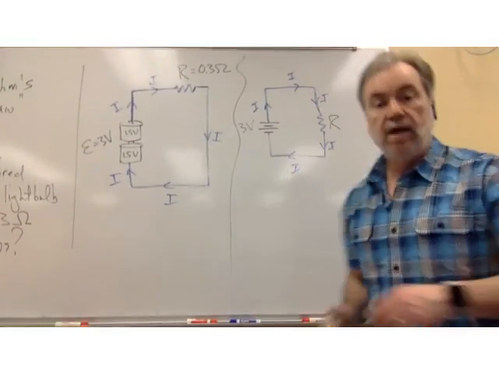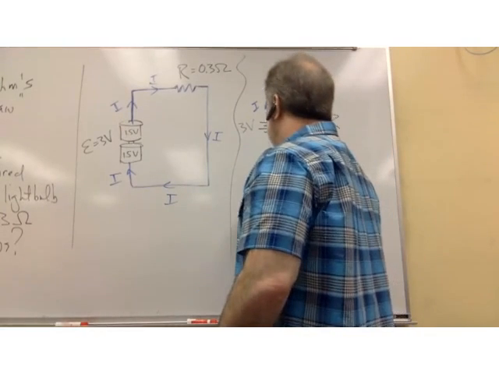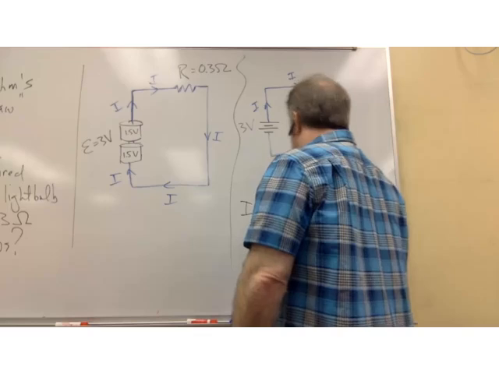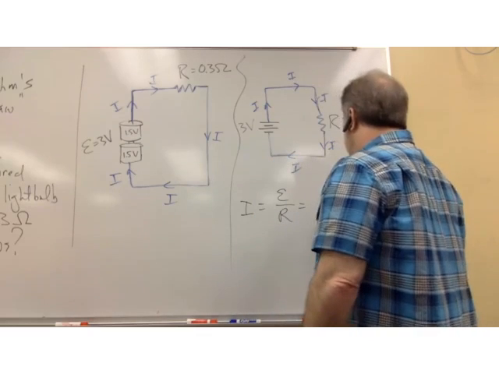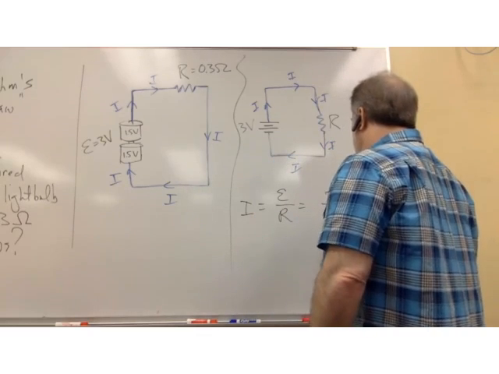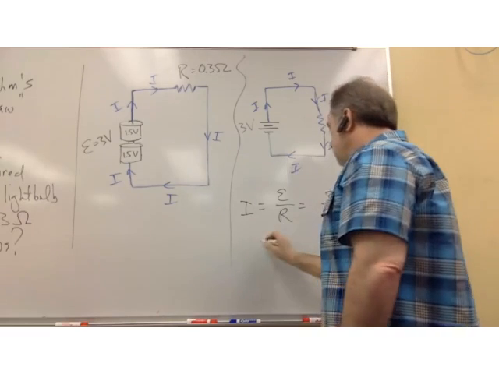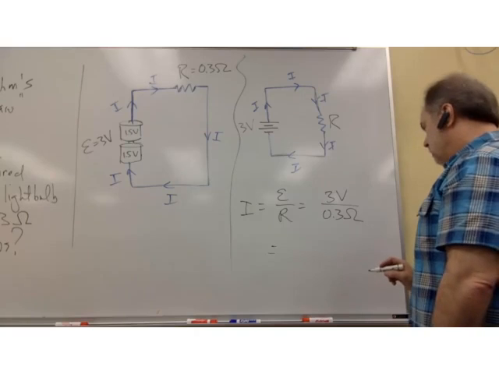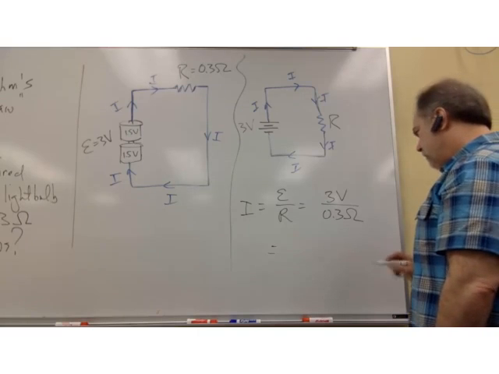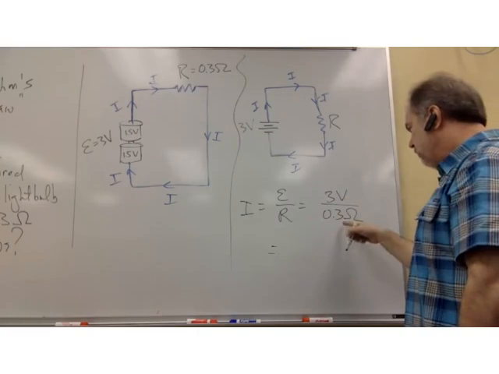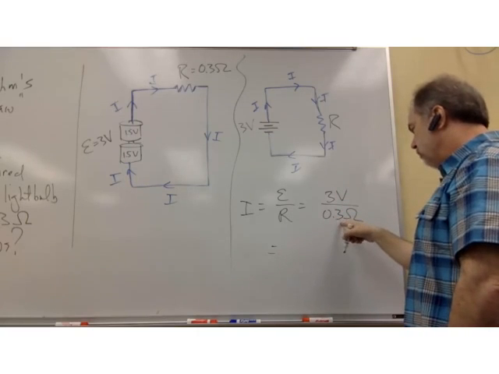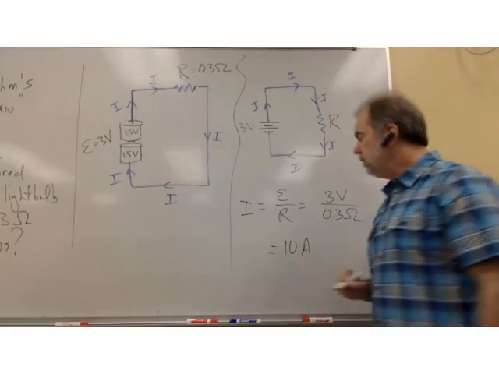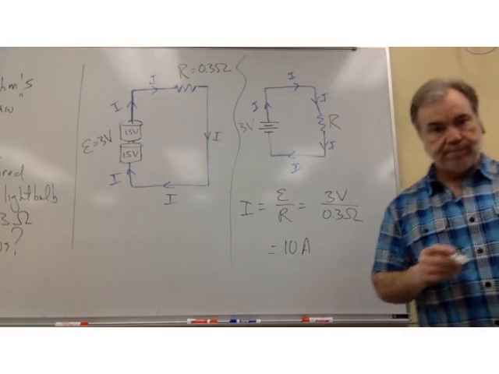The actual calculation of the current is trivial. The current that flows is simply the potential difference created by the EMF, so that's 3 volts over 0.3 ohms, and that works out to be 10 amps. Is that right? 3 over 0.3 is 1 over 0.1, so yes, that'd be 10 volts per ohm, or 10 amps.